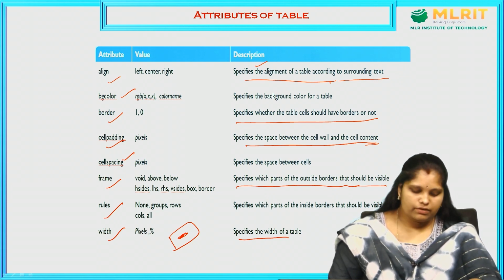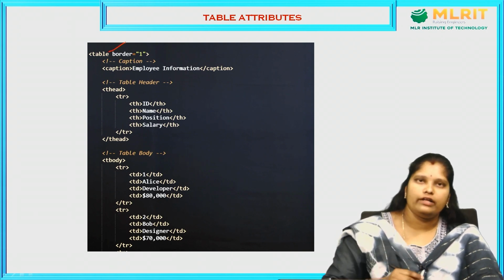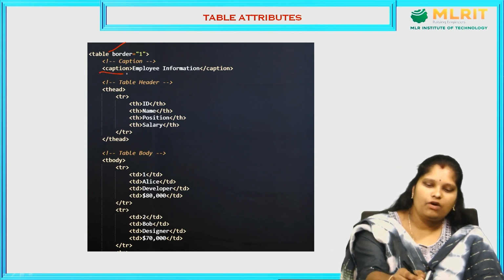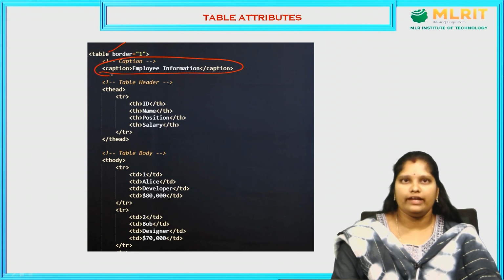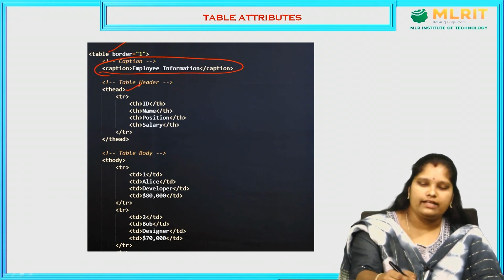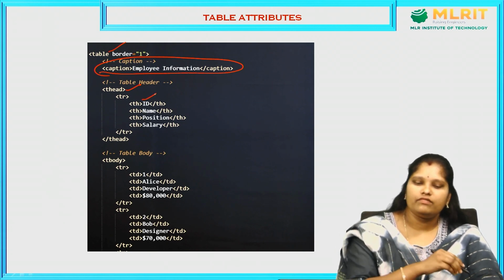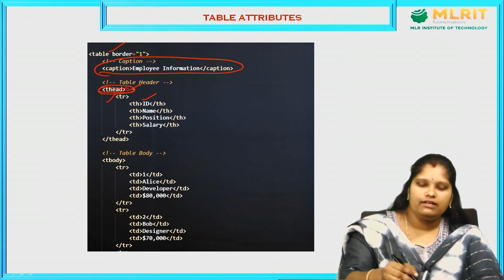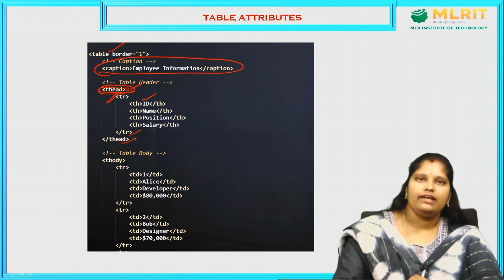For these attributes, we need to see one example. Table with border, right? Table is the first tag, and here my caption or the heading is employee information, right? My heading is employee information, and table headings, right? For example, the first table heading TH is ID. For that, we need to start the row. Without these also we can write, right? TR first row is ID, name, position, salary. These are my headings, right? Close TR and close the head, right?